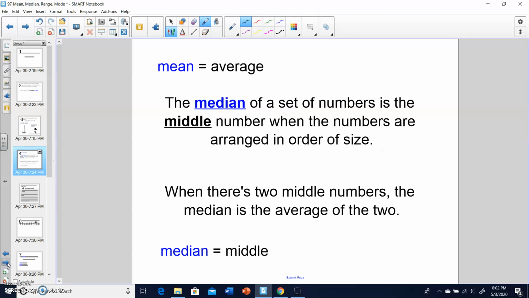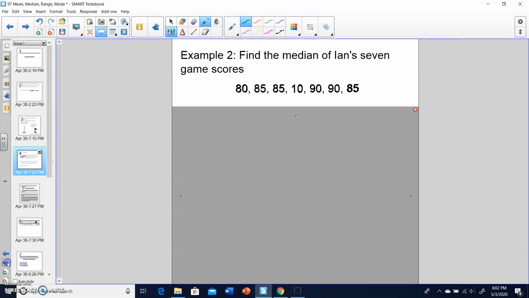Okay, continuing on, so mean means average, remember that. The median is the next word we're going to learn about. The median of a set of numbers is the middle number when the numbers are arranged in order of size. And if there happens to be 2 middle numbers, then you find the average of those 2. Okay, so middle is median, mean is average. Example 2 says find the median of Ian's 7 game scores.